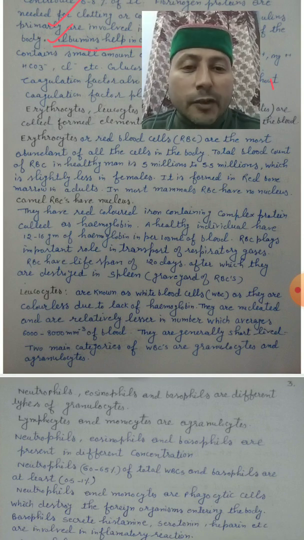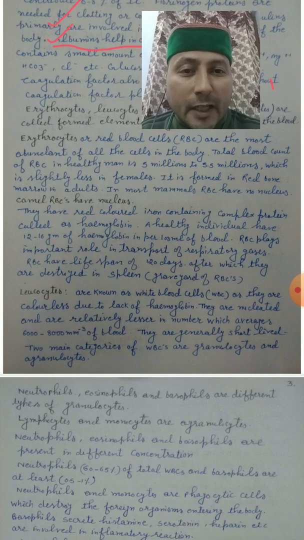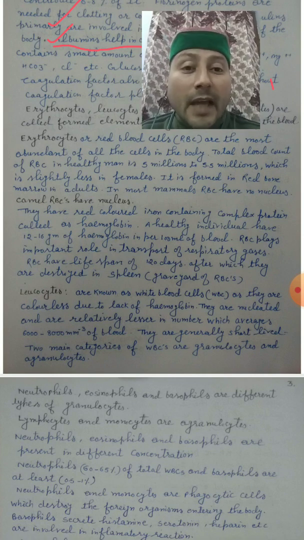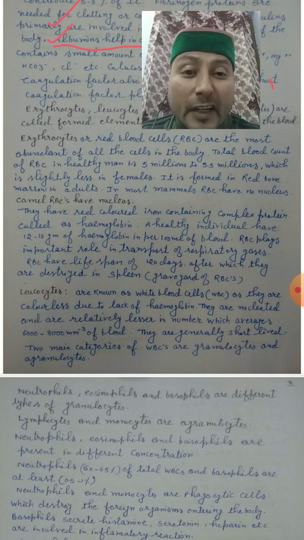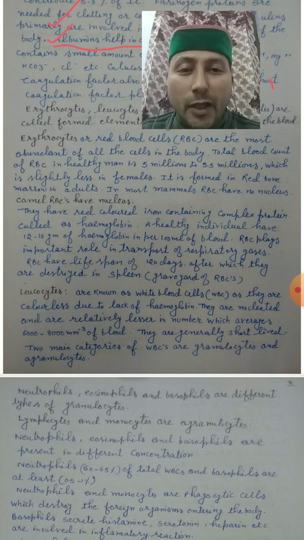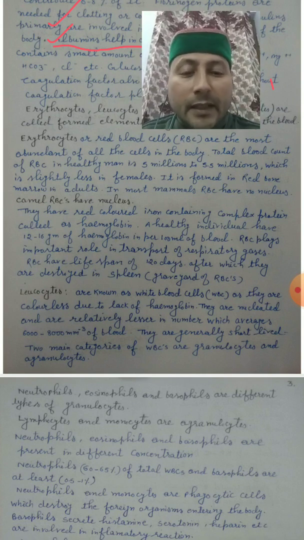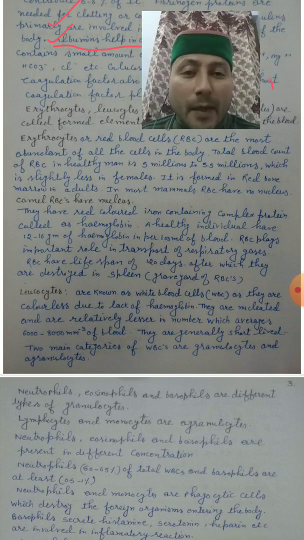RBCs play an important role in the transport of the respiratory gases, and they have a lifespan of 120 days. After that, they will die. They will be destroyed in the spleen. Spleen is an organ where they die. It is called the graveyard of RBCs.